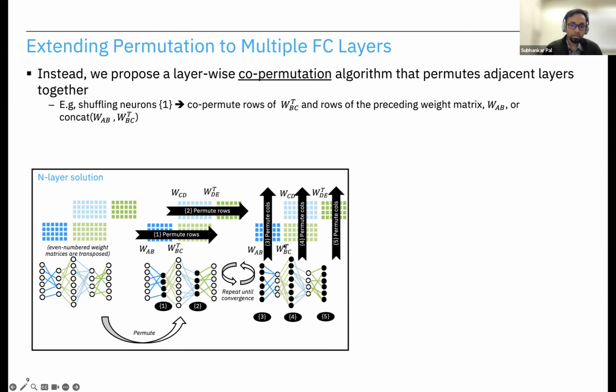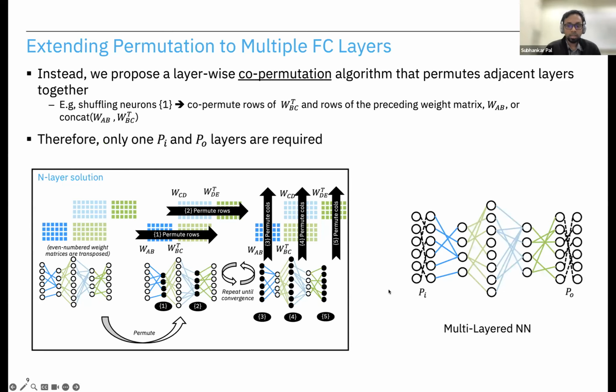And we would do a transpose, or think of it as permuting the columns instead of the rows. And here we change the concatenation. As you can see, now WAB is permuted in isolation, but WBC transpose is permuted with WCD instead of WAB, as was the case in the last iteration. So we repeat this until convergence. We do this concat, and then transposition and permutation.